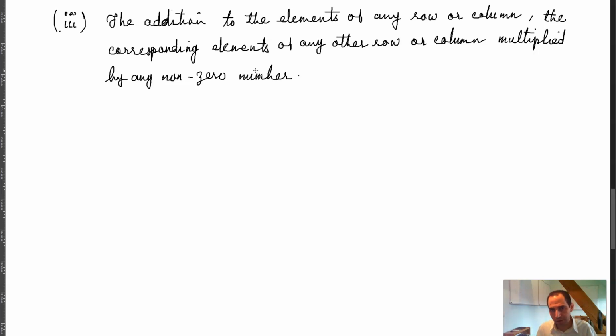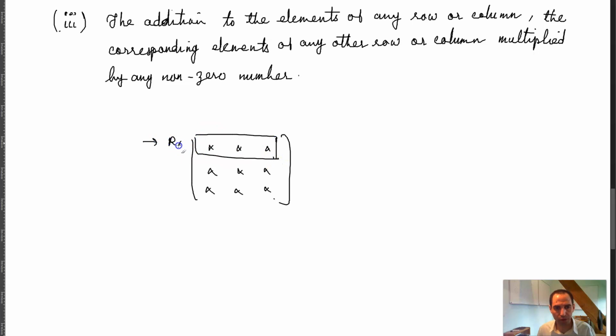So for example, let's say that you have this matrix over here. This is row 1, R1. And you can, for example, take all of the elements of row 3, multiply each of them by 3, and then add each of them to the corresponding element of R1. You can write that as Ri gives Ri plus K times Rj, meaning that this is the jth row, this is the ith row, and the ith row becomes the ith row plus the jth row times some scalar quantity which is not equal to zero, right?